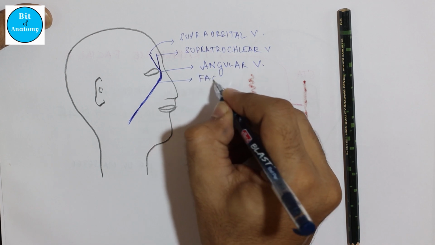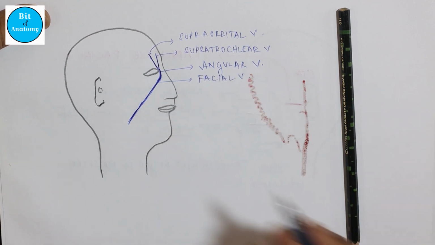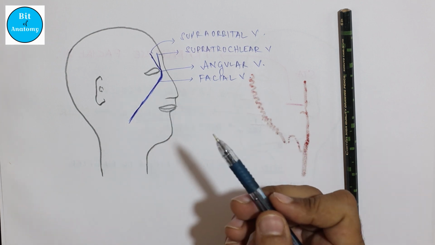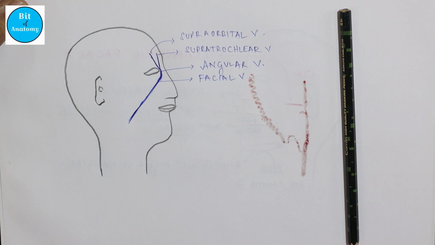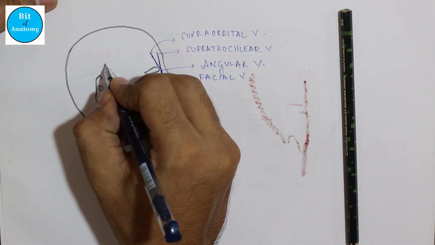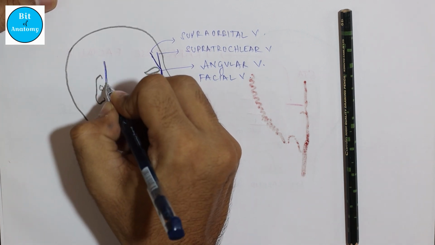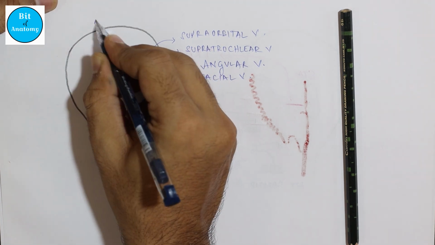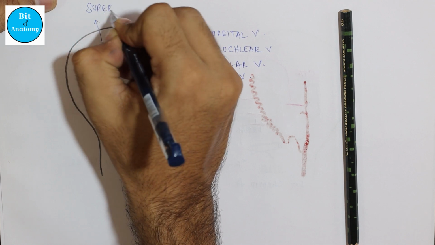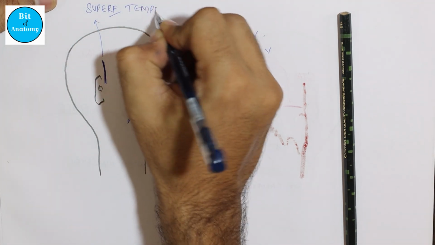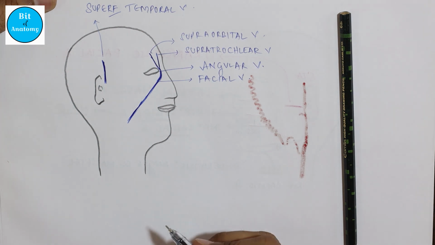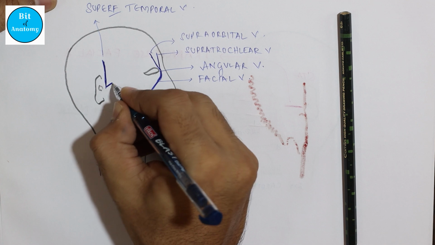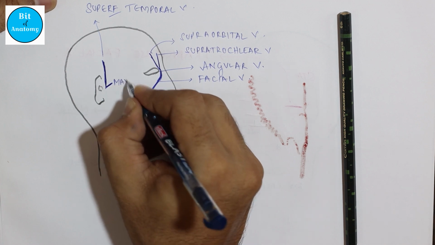This facial vein is present behind the facial artery, and in contrast to the facial artery, which is tortuous, it is very straight in course. So this is nothing but the facial vein. At the same time, there will be a vein along with the superficial temporal artery, which is called the superficial temporal vein. This superficial temporal vein will join with one more vein called the maxillary vein.